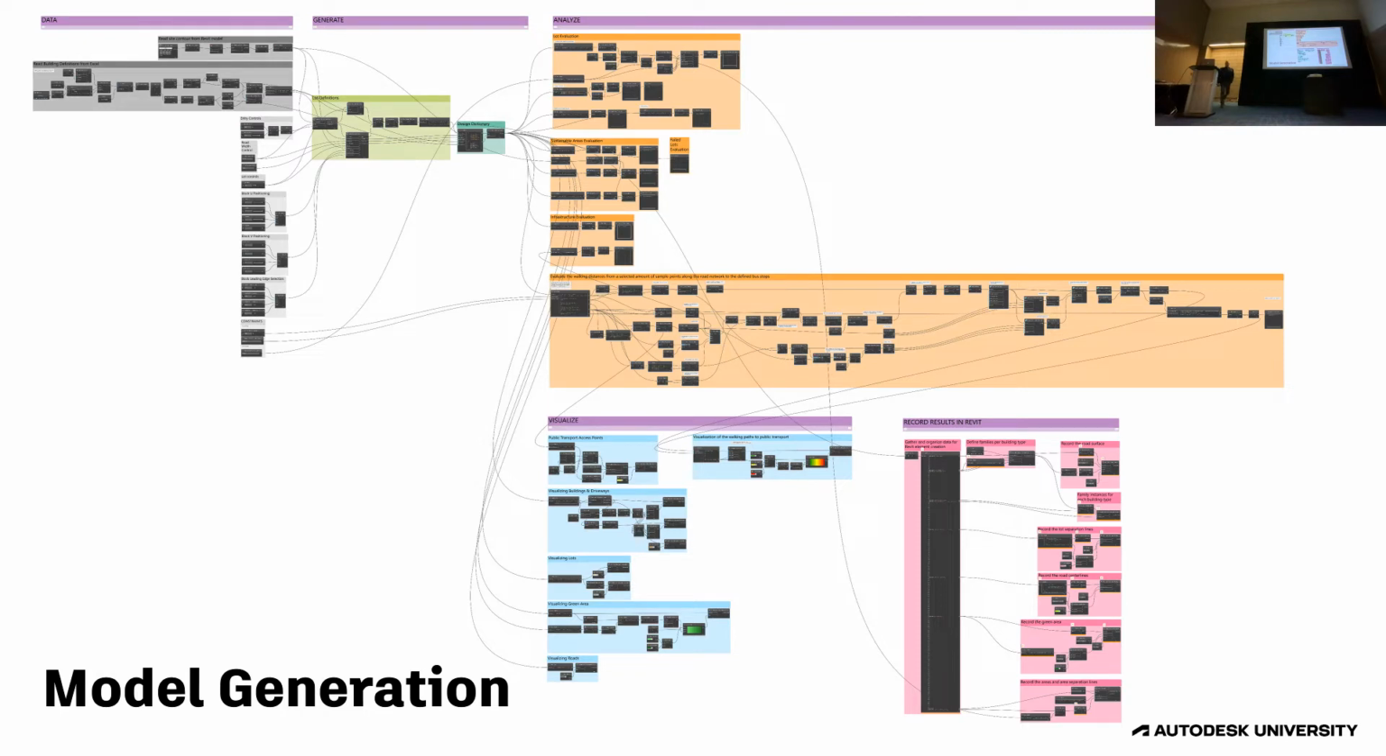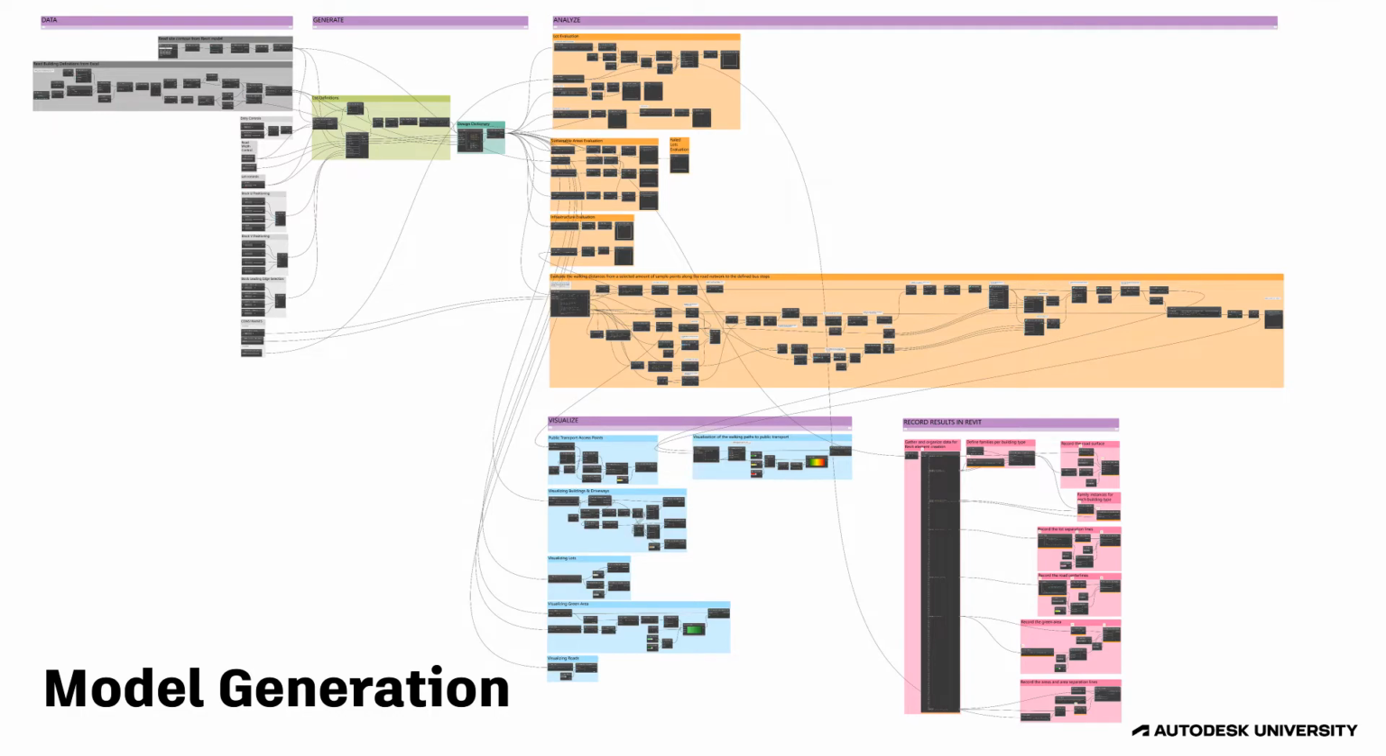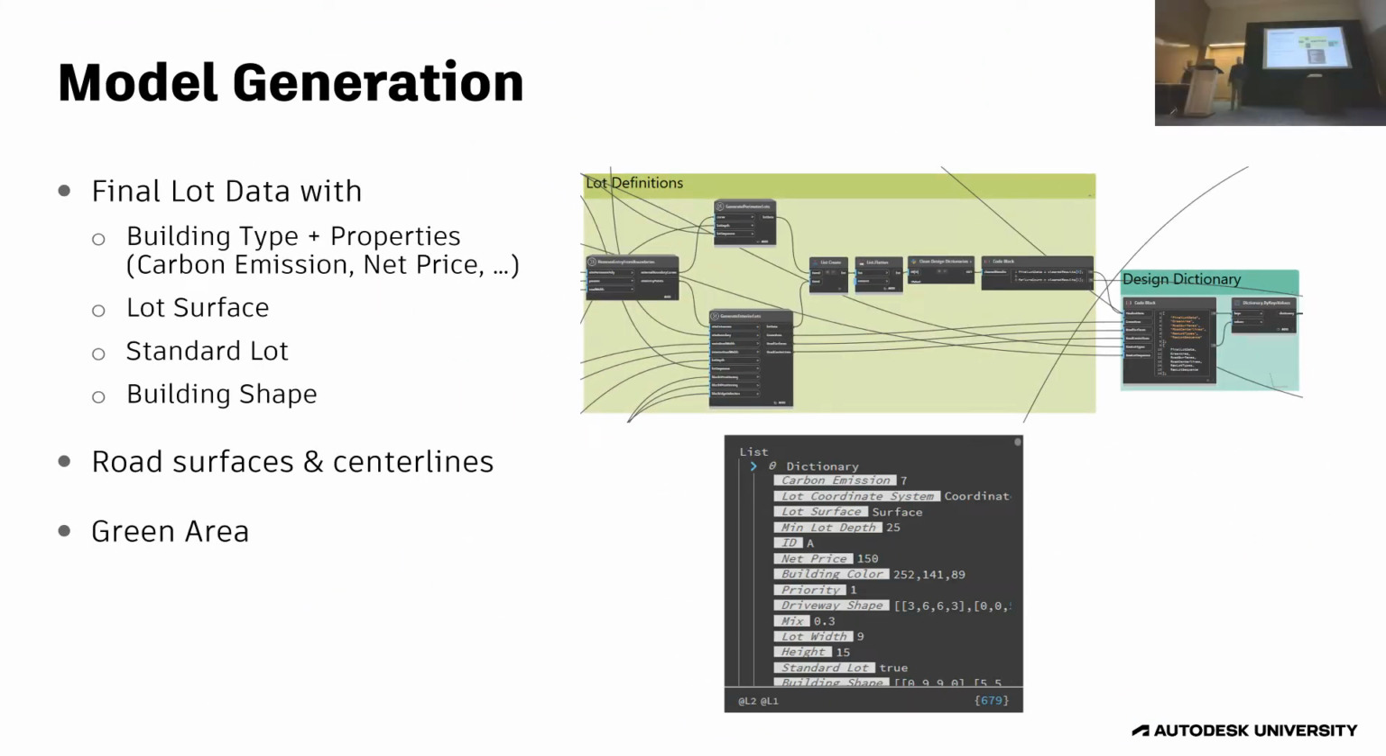The second part is about model generation, and that's the green area you see over there. It looks simple as it's only containing more or less 10 nodes. It's not that simple, but the way you can make it simple for yourself is using custom nodes. This part is actually the engine of this whole neighborhood creation. These nodes come from that package that Jacob just talked about. They create a final dictionary that contains all kinds of information about the lots that have been created. The information defined in the Excel list is processed throughout the model generation and gets back into a dictionary.